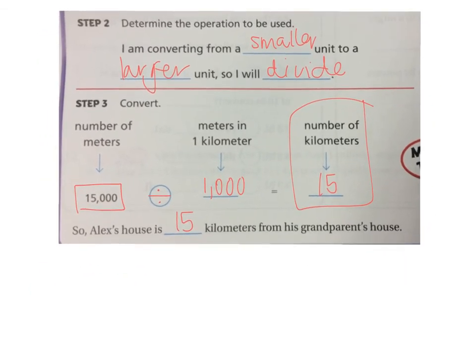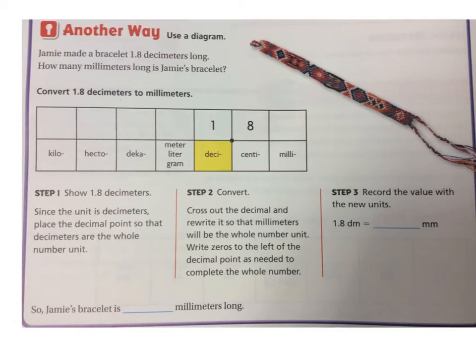Another way to say this is that 15,000 meters is equivalent or equal to 15 kilometers. Okay, and those are the abbreviations for those units. Another way to think about this is to use a diagram. Okay, let's look at this problem.